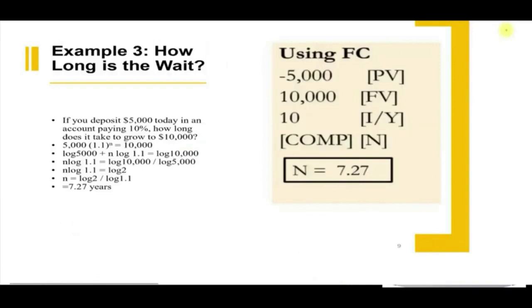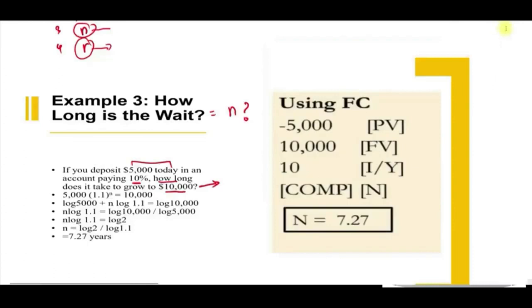The question says how long is the wait, which means you need to find n. If you deposit 5,000 today, this is the present value, in an account paying 10%, this is the interest rate, how long does it take to grow to 10,000? This is the future value. So that's a very simple case. FV is equal to PV (1 plus r) power n. Using the financial calculator, it's very easy. You enter negative 5,000 because it's your investment, the future value is given, the interest rate is given, and you just need to compute n, which is 7.27.